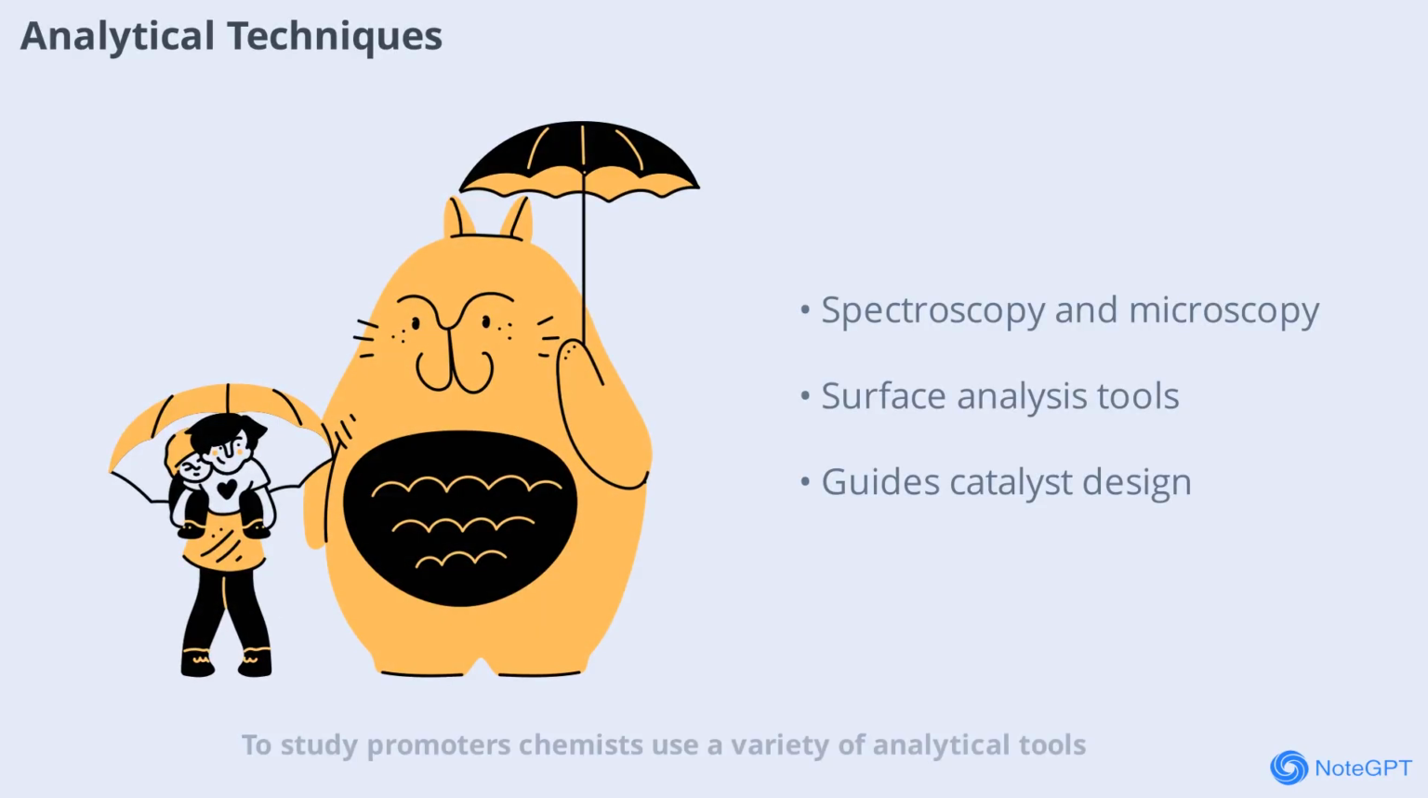To study promoters, chemists use a variety of analytical tools. Techniques like spectroscopy, microscopy, and surface analysis allow researchers to observe changes in catalyst structure and composition. These methods provide valuable insights into how promoters interact with catalysts and help guide the design of more effective systems.